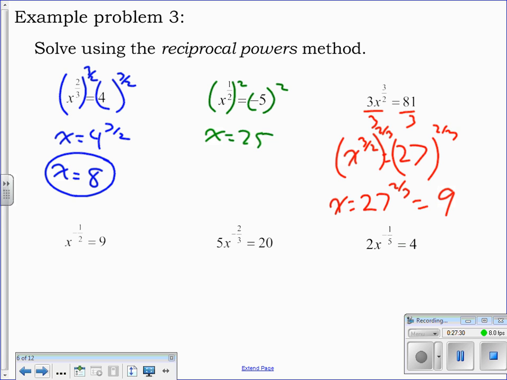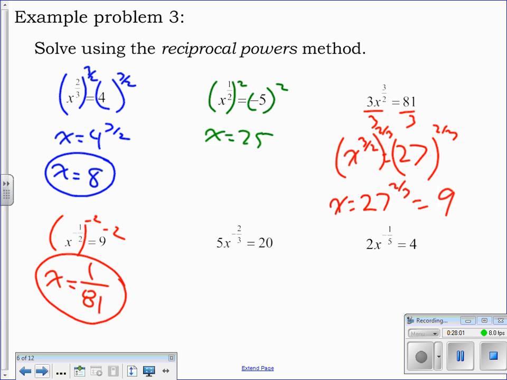The next one, I have x to the negative 1/2. What power do I bring it to give me a positive 1? Negative 2. So I bring them both to the negative 2 power. That gives me x equals 9 to the negative 2 power. The 2 means I square it, so it's 81. The negative means I have the reciprocal, 1 over 81.